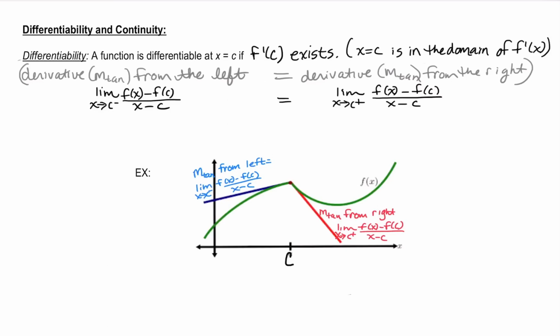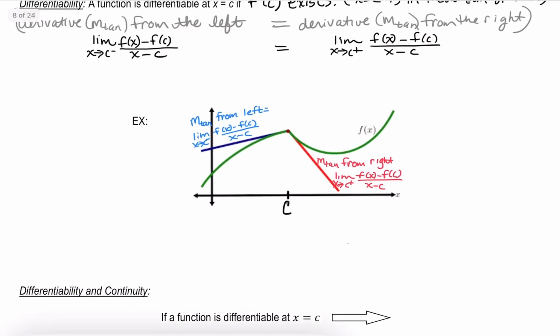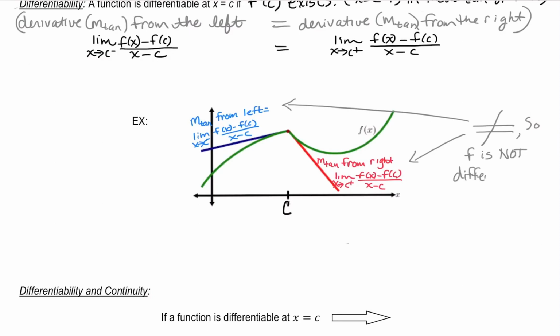Obviously, these two are not equal to each other. Very clearly we can see that they are not equal to one another. So it's pretty clear that the derivative from the left and the derivative from the right here are not equal to each other. And so what that would mean is we would say that f is not differentiable at x equals c.